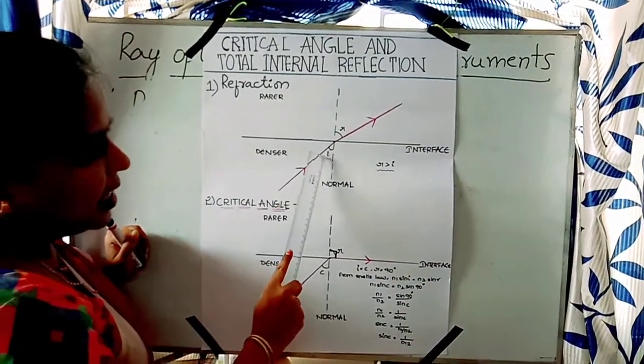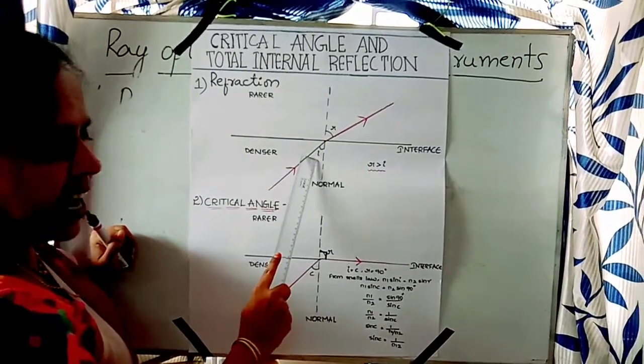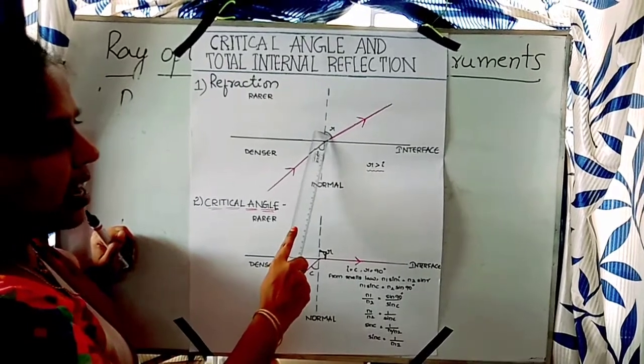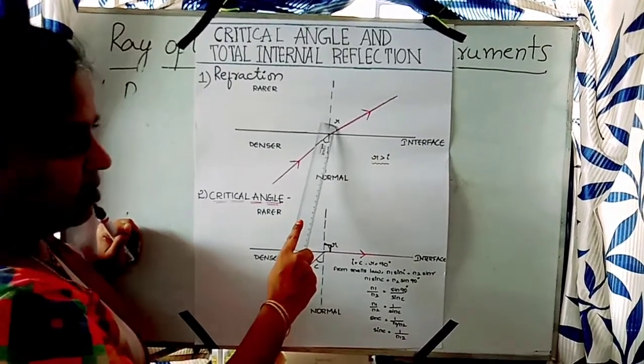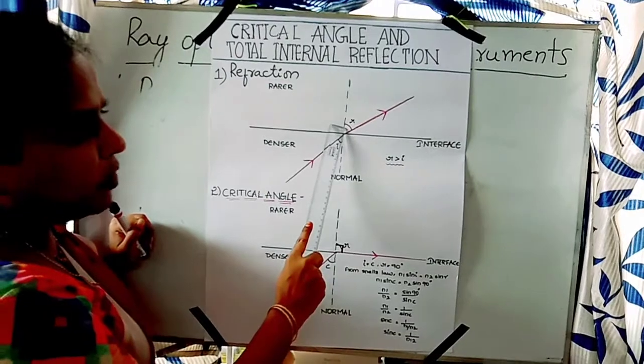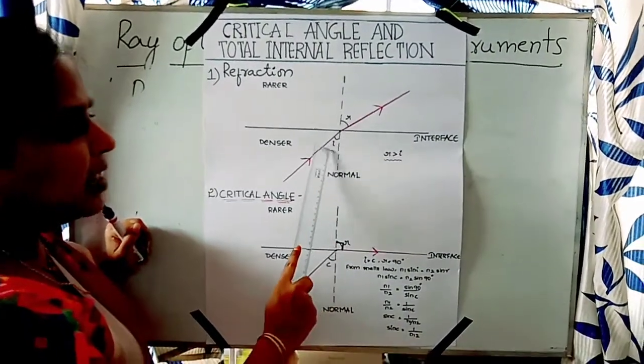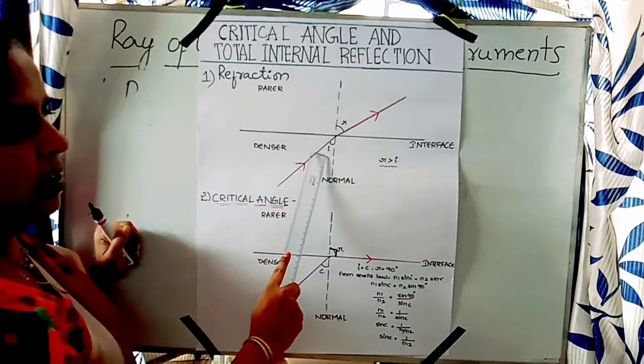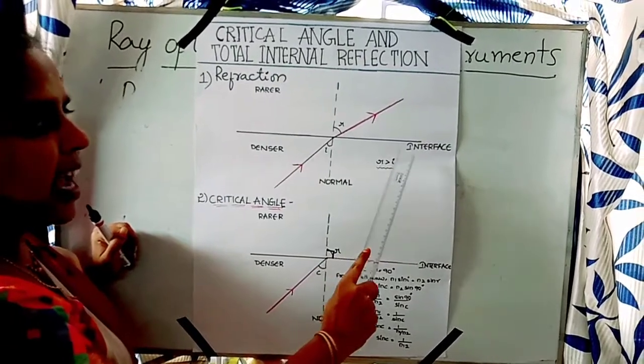And here the angle of incidence is I, and R is the angle of refraction. Here the angle of refraction is more than the angle of incidence. So R is greater than I.